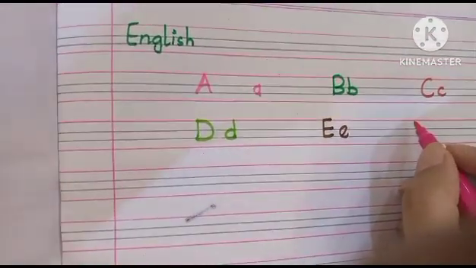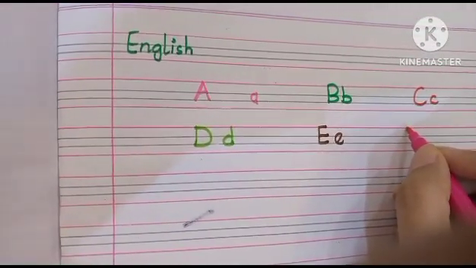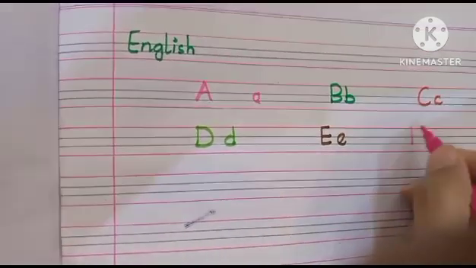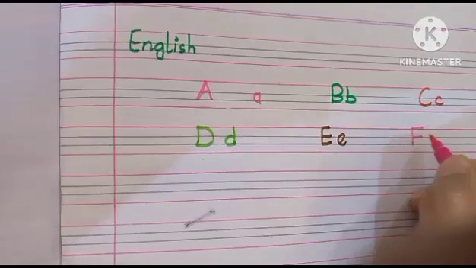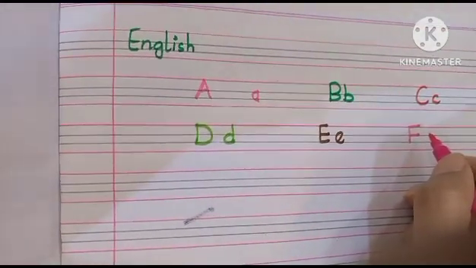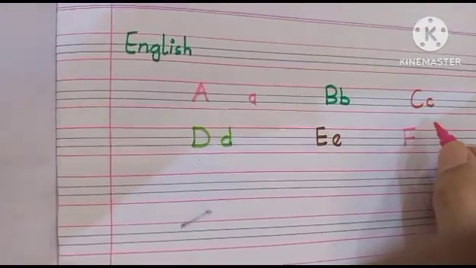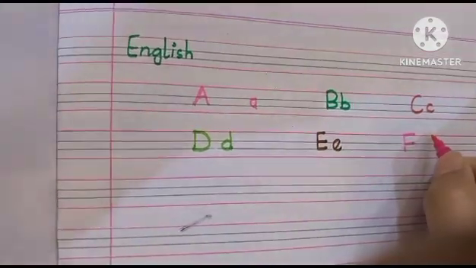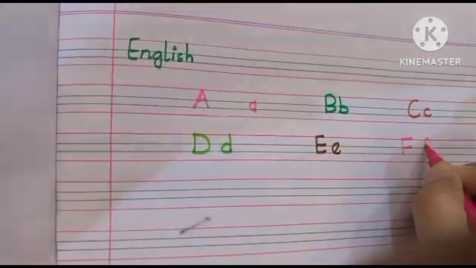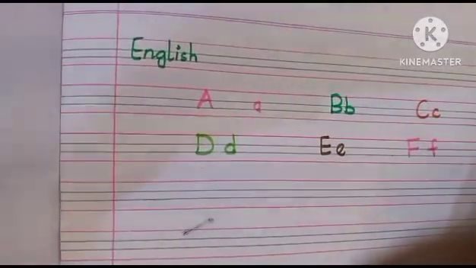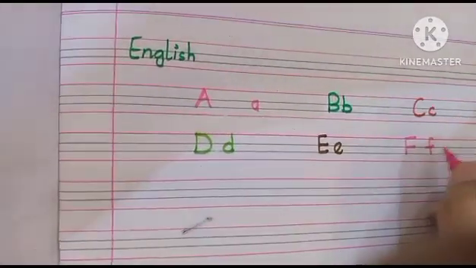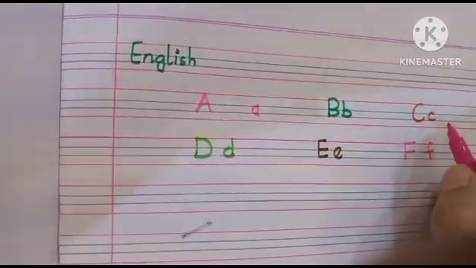Okay, so I'm going to write capital F in the upper lines. It is called capital F. And I'm going to write small f also in the upper three lines. Uppercase letter. Okay, these are uppercase letters.